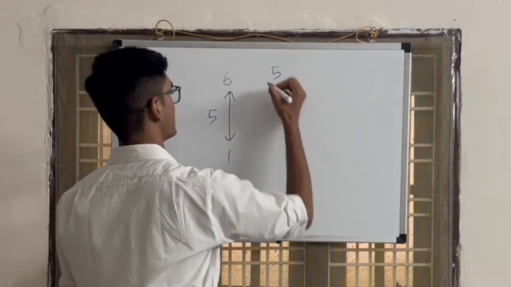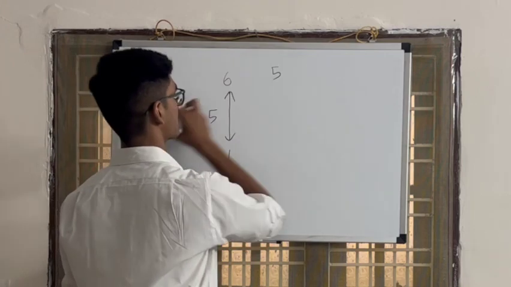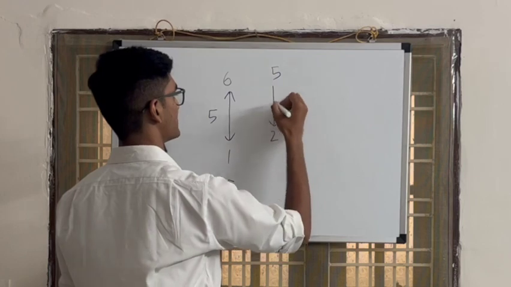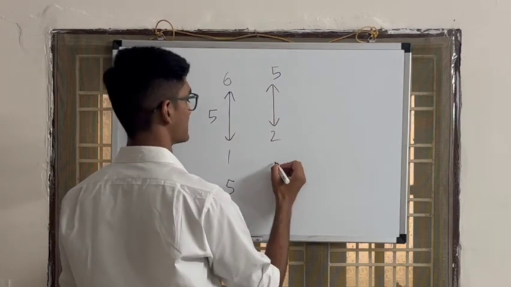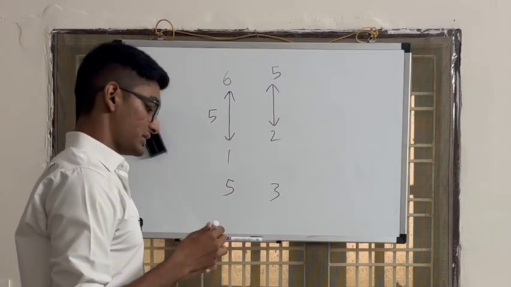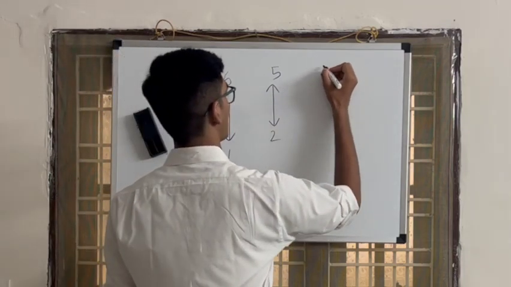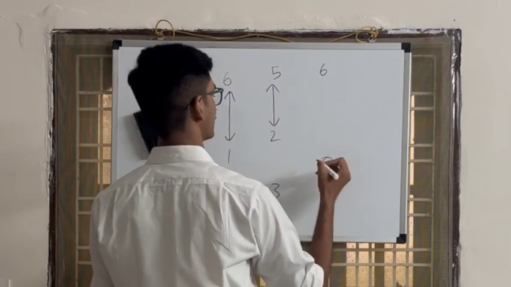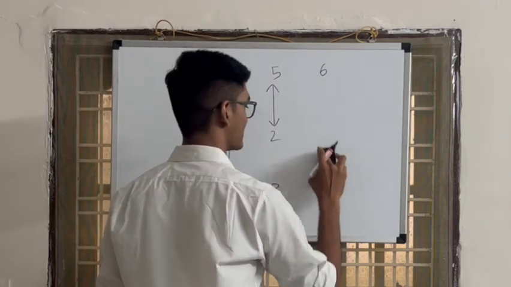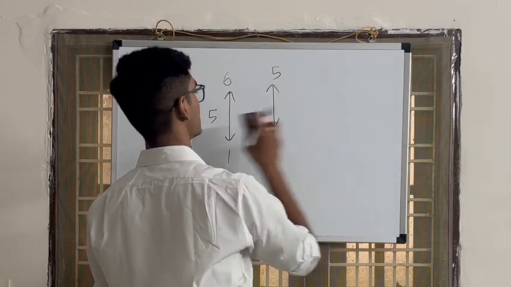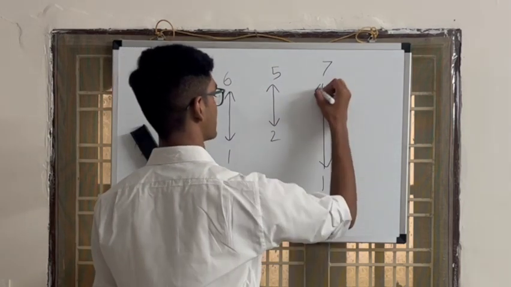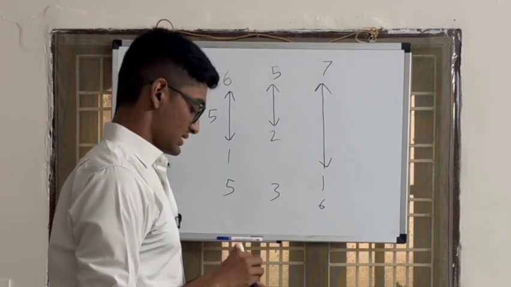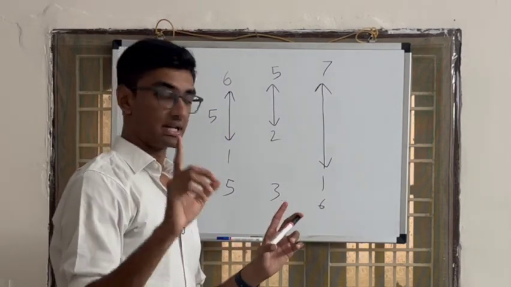Say 5 and 2. The difference between these is 3. Or take another number, let me illustrate it with another example. 6 and 0, maybe. That's not a good example, but let me do it like this. 7 and 1. The difference will give us 6. You look at these things properly and you'll get one thing.